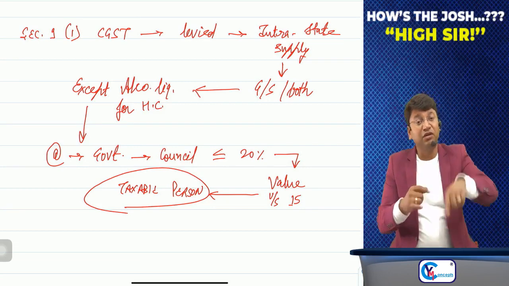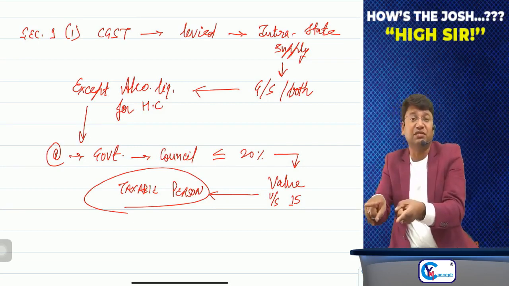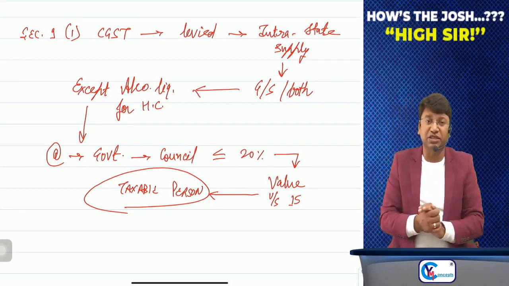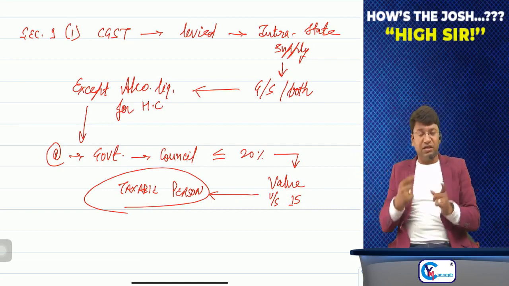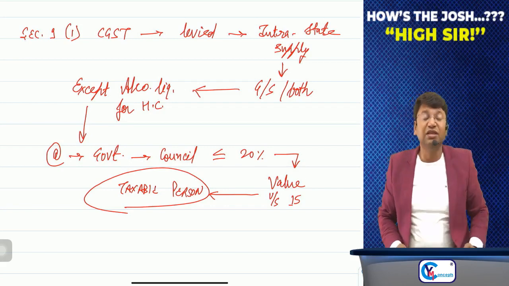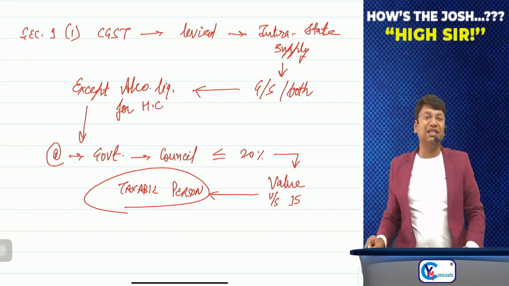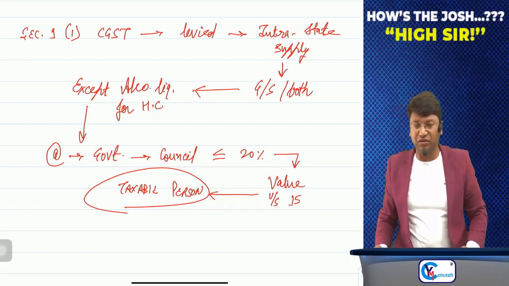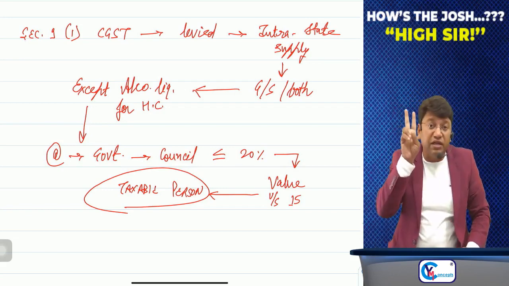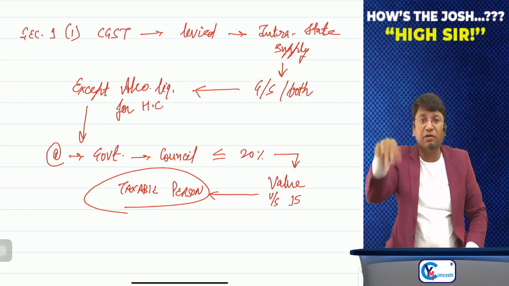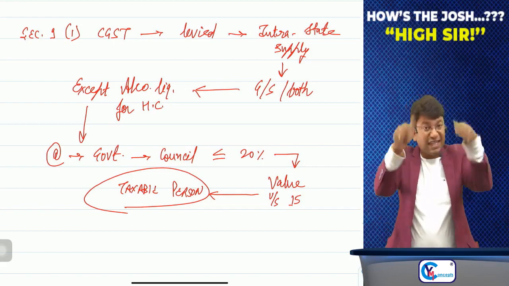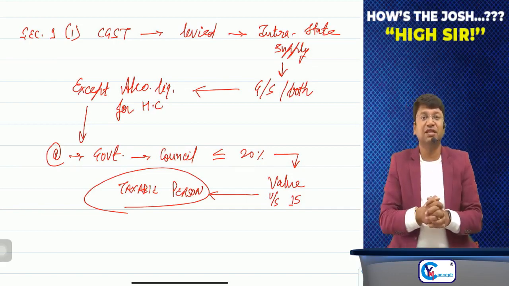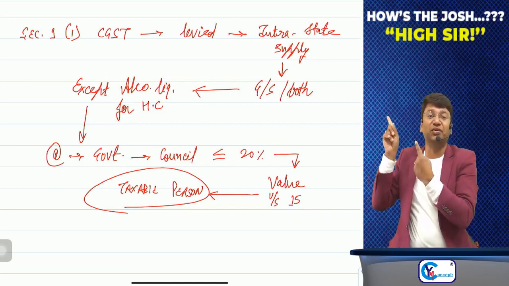Second thing, a person who is liable for registration but has not opted for registration, that person is also a taxable person. Although he has not taken the registration, but he is liable for registration, so GST will be charged on the supplies made by such person, whether he is registered or not. But if you are a voluntary registered person, although you are not liable for registration, then also you are a taxable person. And once you are a taxable person, this charging section gets attracted to you.